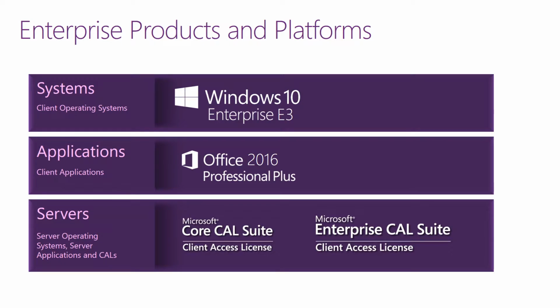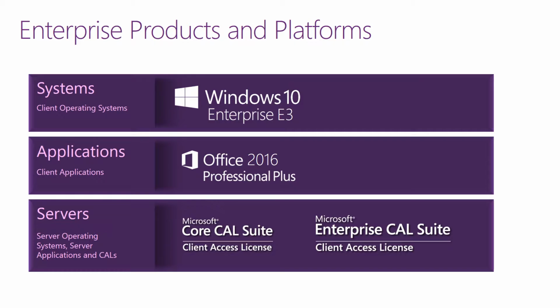You can see that the Enterprise products are laid out in a particular way on this slide, and this indicates the different pools that are available and which product sits in which pool. So Windows 10 Enterprise E3 is a systems product, Office Professional Plus 2016 is an applications product, and the two CAL suites belong to the server pool. A customer has to commit to one of the pools, agreeing to cover all of their devices for the licenses shown.